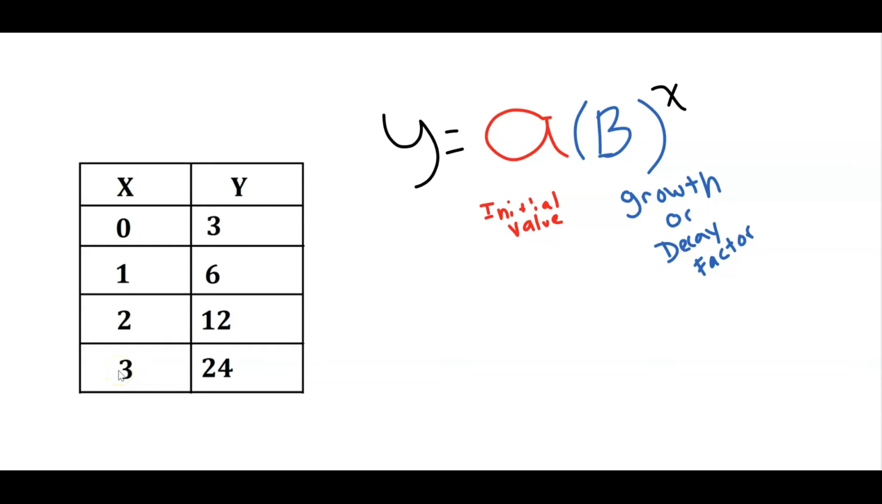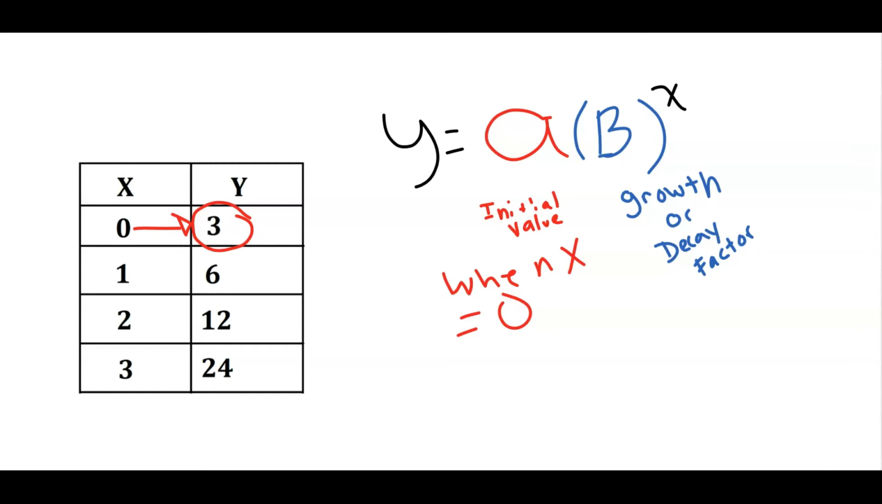All right, we're going to be looking at growth and decay functions, and it looks something like this, where you've got y equals a times b to the x, where a is your initial value. Now your initial value in this case would be 3. Your initial value is always going to be what you get when x equals 0. Okay, so that's always going to be your initial value.